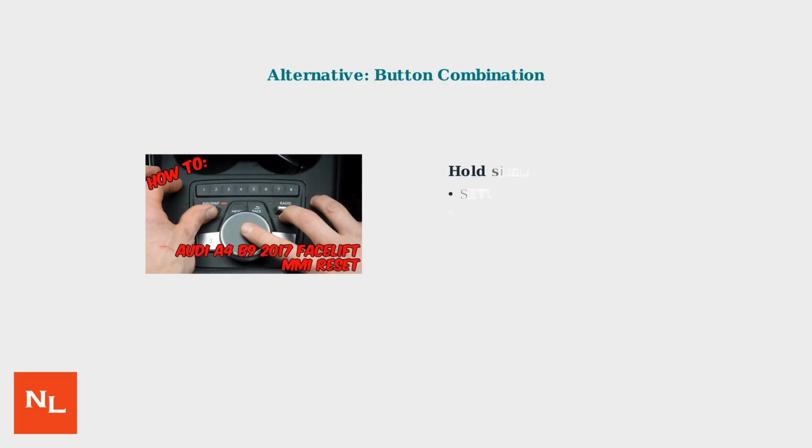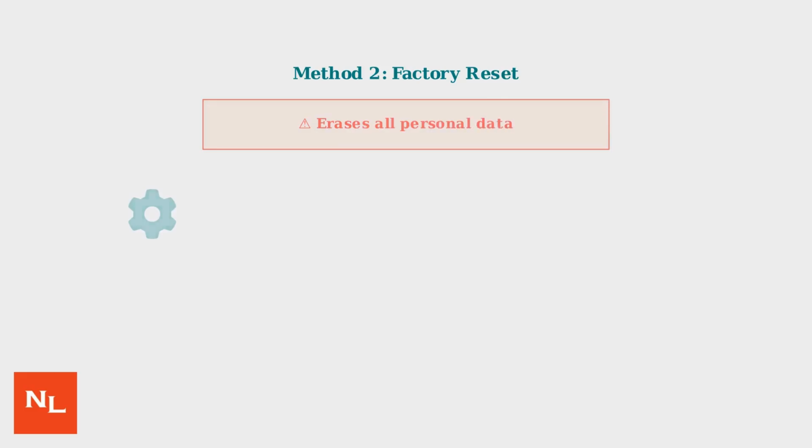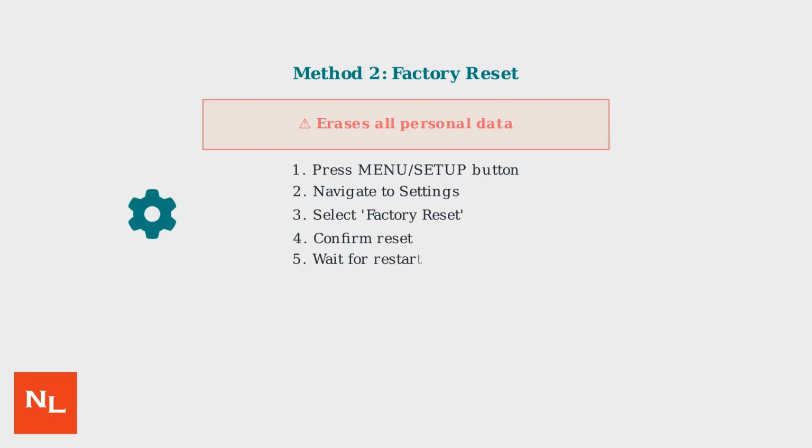Simply press and hold the volume knob for about 10 seconds until the screen goes black and restarts with the Audi logo. Some Audi models require an alternative button combination for soft reset. Press and hold the setup button, the joystick, and the upper right button simultaneously for about 10 seconds until the system restarts. Method 2 is the factory reset, which erases all personal data, including navigation history and custom settings.